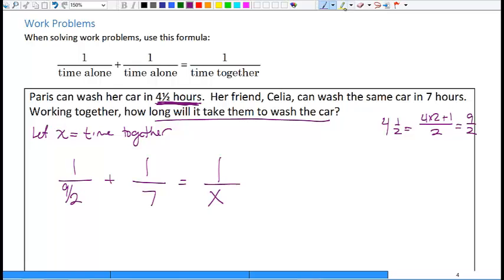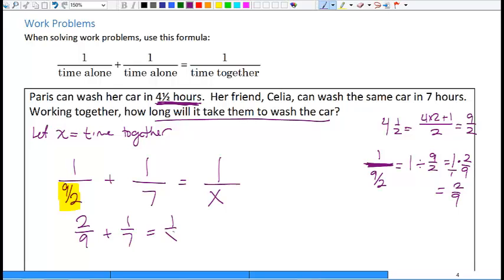Okay, so some people might be a little bit concerned about a fraction over a fraction. So let's see if we can fix that up a little bit nicer. If we have 1 over 9 halves, that really means we're dividing the whole number 1 by 9 halves. Well, I can rewrite that as 1 multiplied by its reciprocal. So when I multiply that, I'm getting 2/9. So 1 divided by 9 halves is actually 2/9. I think this problem is going to be a little bit easier to solve when we have it written this way.